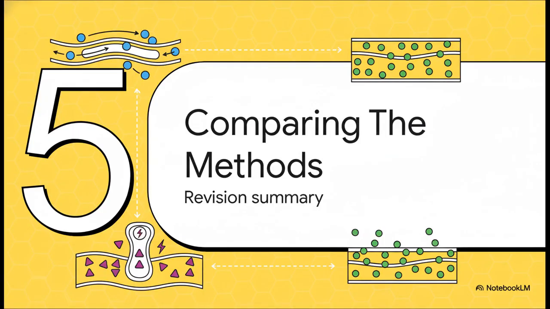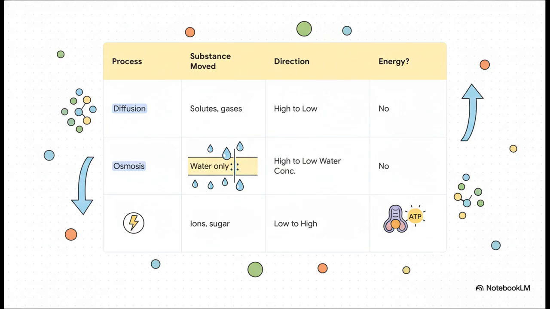Okay, we've covered the three key processes. Now for what might be the most important part of your revision, putting them all side by side to really get the differences clear in your head. This is where the marks are really won or lost in an exam. Right, this table is your golden ticket for revision. Let's just walk through it.